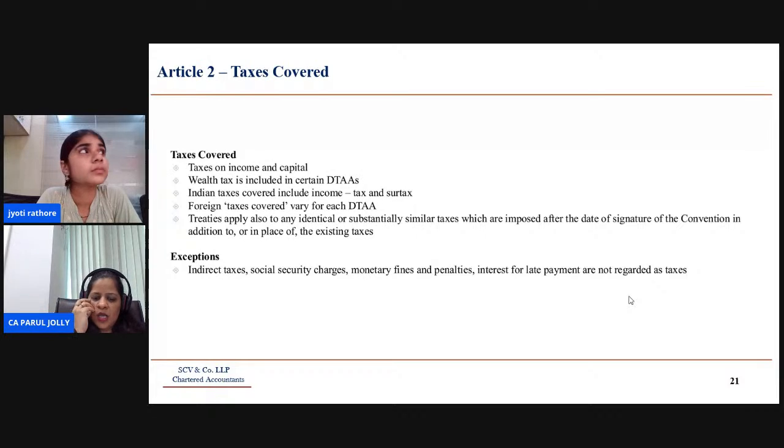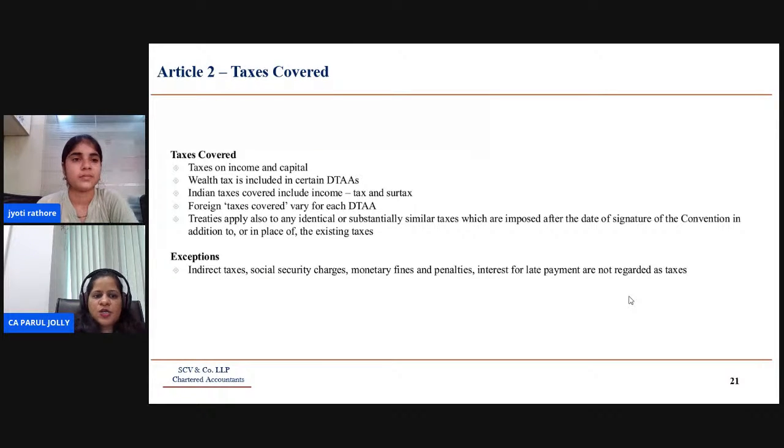Like, for example, India UK DTA covers petroleum revenue tax also. India German DTA covers German trade tax. India US DTA covers US federal tax as well. So it varies from each DTA.